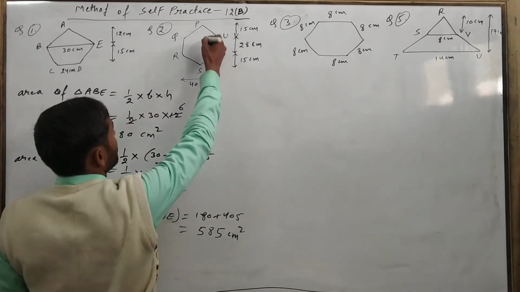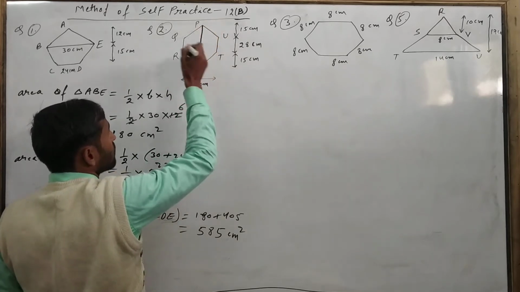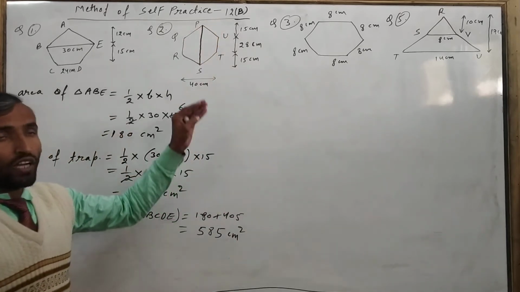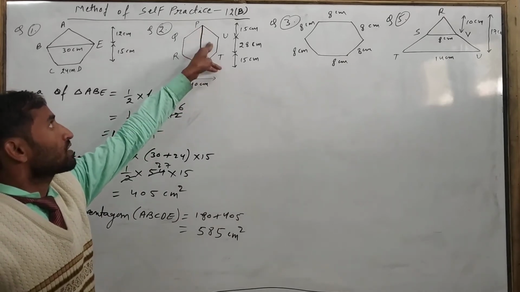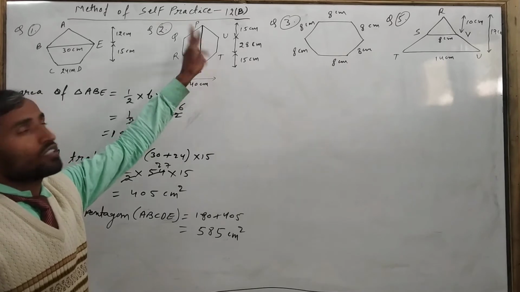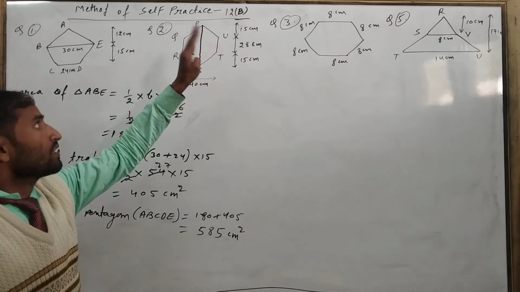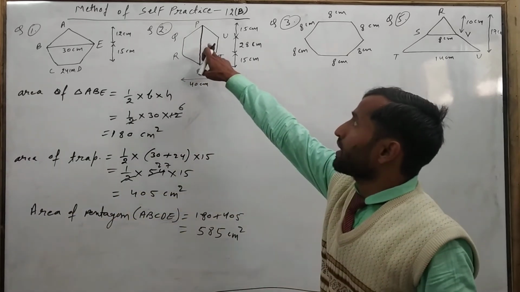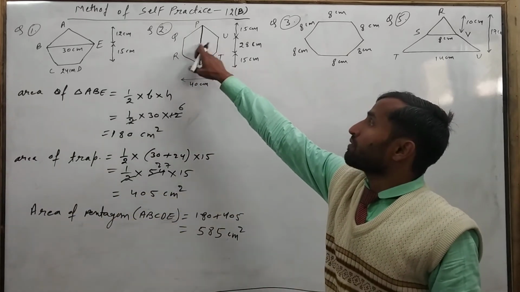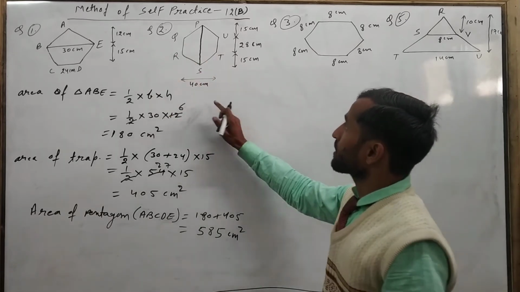Just here draw a diagonal joining P to S. By this joining, this hexagon is divided into two parts, this side and this side. Both are trapeziums. So we will find the area of each trapezium, then we will get the final answer. So the area of this trapezium and the area of this trapezium. After that we will add both areas, then we will get the area of the hexagon.